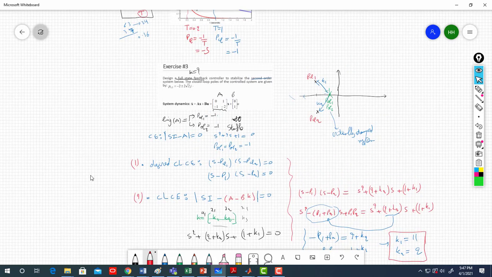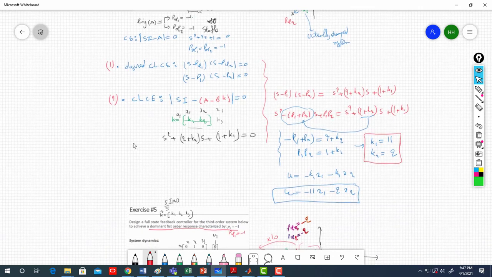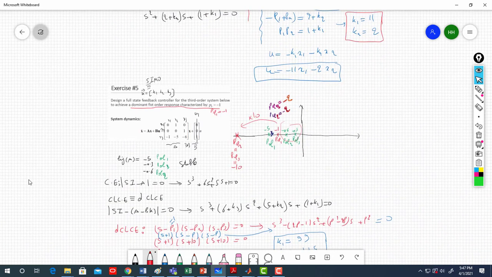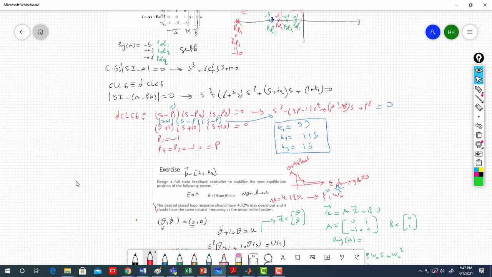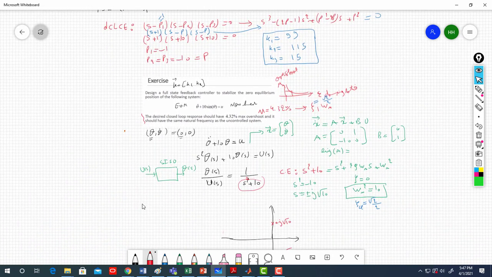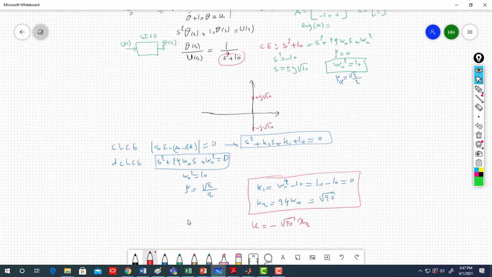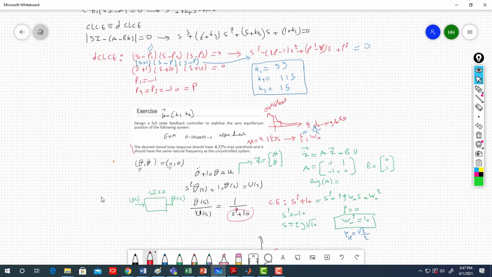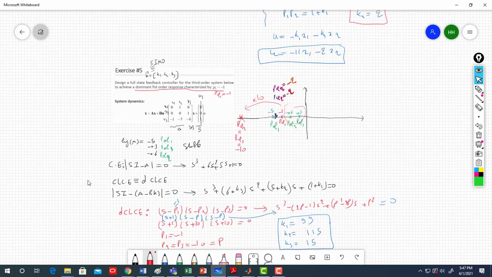Okay, in this exercise we computed K1, K2 by hand, and in this exercise we computed K1, K2, K3 by hand, and in this exercise also we had K1 and K2 and we computed them by hand. So let's learn how to compute them using MATLAB. Alright, so basically that's what we will do now.